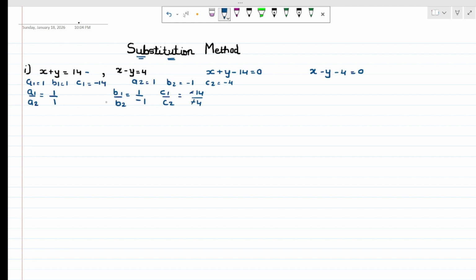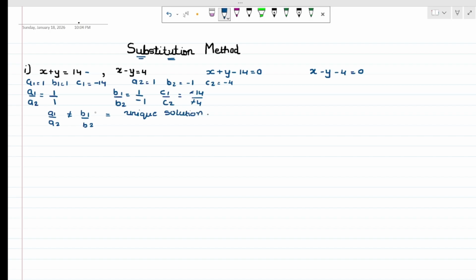Okay, this minus is getting cancelled. Is my a1 upon a2 equal to b1 upon b2? You might see that 1 upon 1 and 1 upon 1 is equal and you might write your answer that it is equal. But it is not. First we are having 1 upon 1 and for the second we are having 1 upon minus 1. That means it is following the law of a1 upon a2 is not equal to b1 upon b2. That means it is a unique solution. That means you can solve this equation.